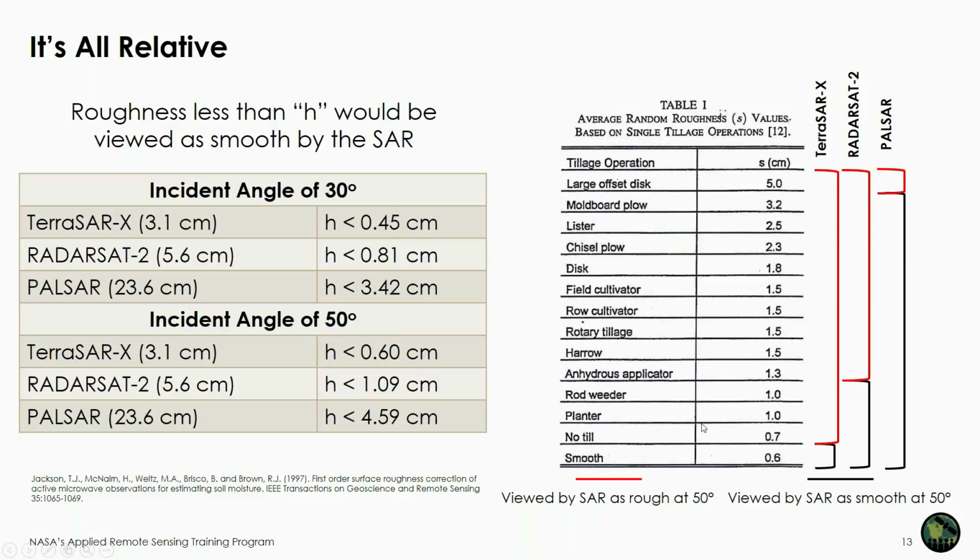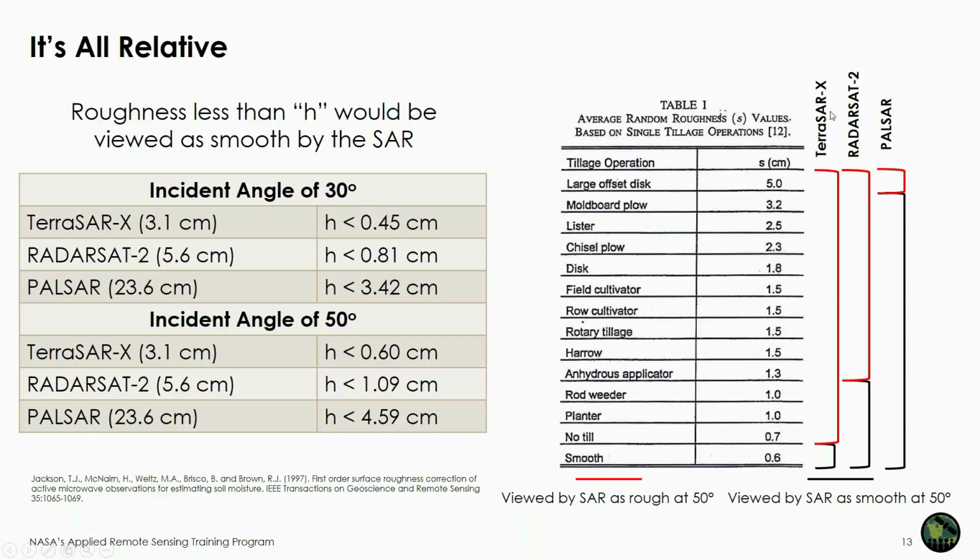And in this particular table on the right here, we have different tillage implements and the typical random roughness that we expect from these types of implements. So we have moldboard plows that create a lot of roughness, and then we have fields that haven't been tilled and have very little roughness. And what I've outlined in here is what these would look like from these three different sensors, the X, C, and L band sensors.